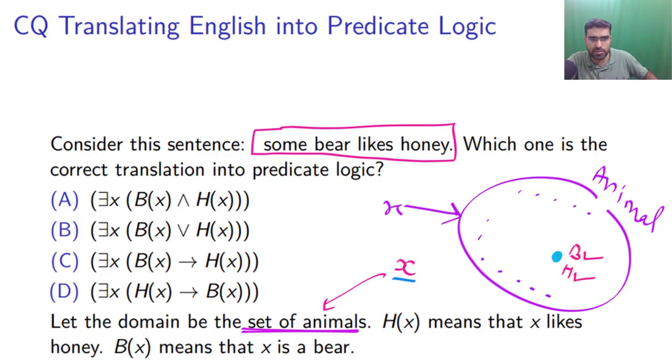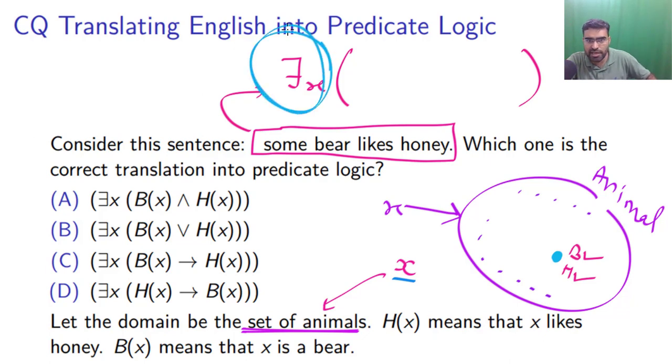Okay, so how to translate this? I can say there is some animal, because the domain is the set of all animals. So there is some animal, because x is an animal, because x will refer to the domain. In predicate logic, every variable will always refer to the domain. So x is an animal. There is some animal such that it is a bear. This x is a bear and it likes honey.